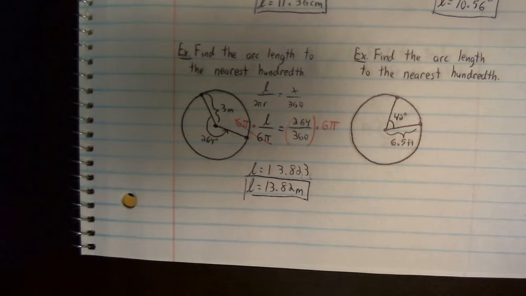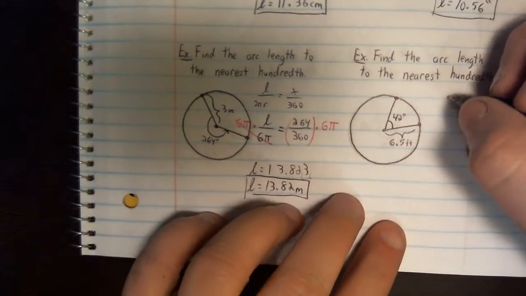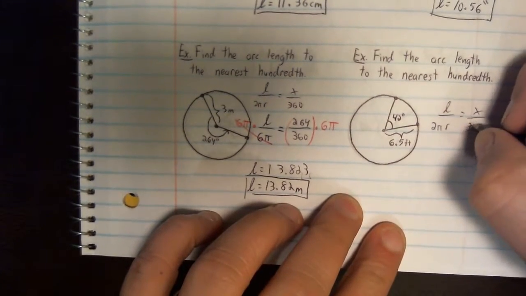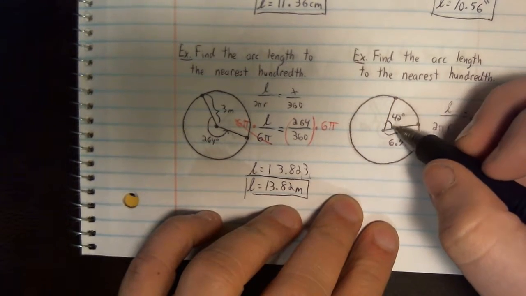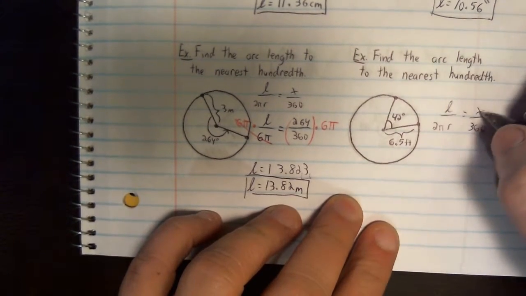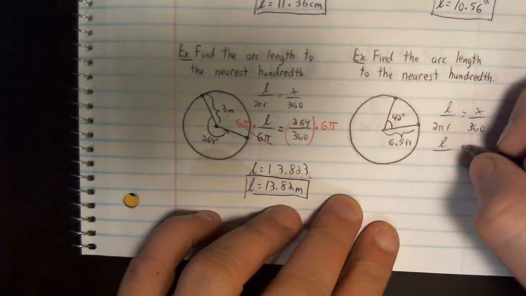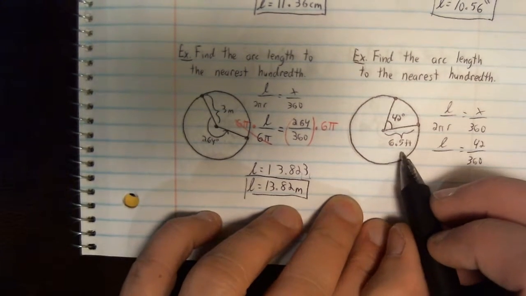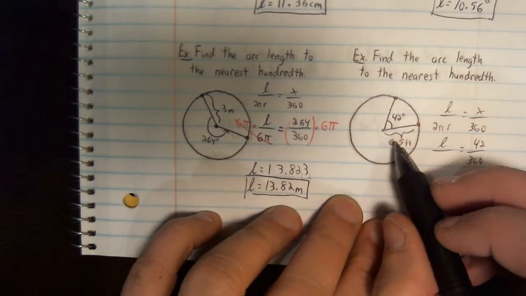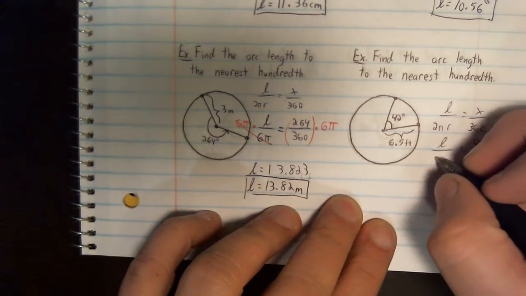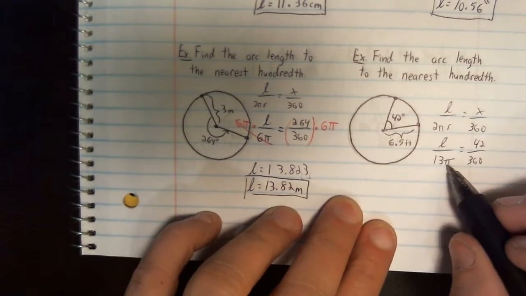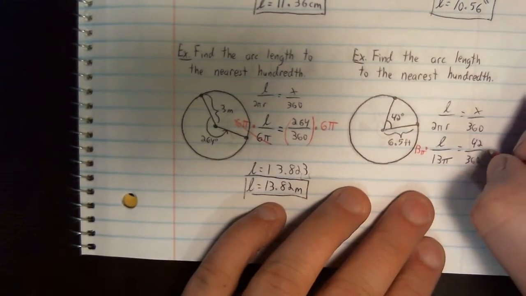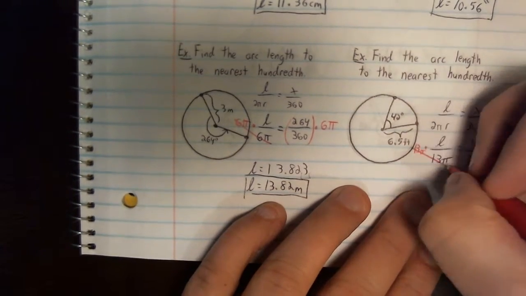Alright, we've got one more problem to do. Length over 2 pi r equals x over 360. Here they give me 42 for my x. Radius they give me as 6.5. So 2 times 6.5 is 13 pi. And again, all we need to do is multiply by 13 pi on both sides. That clears it out here.